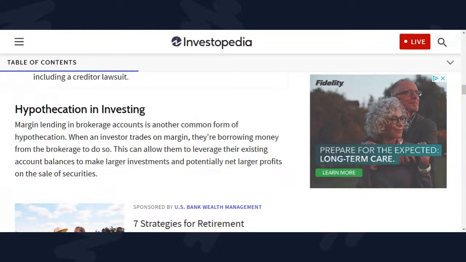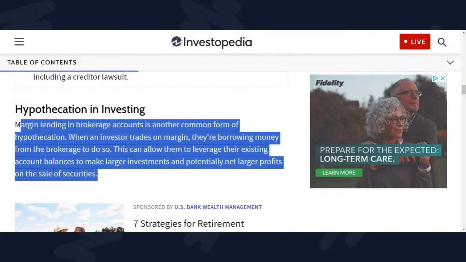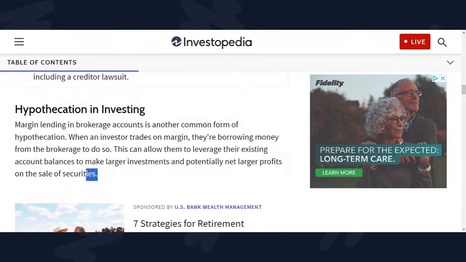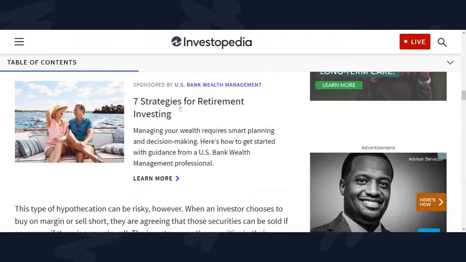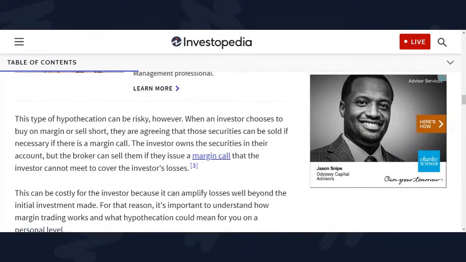This can allow them to leverage their existing account balances to make larger investments and potentially net larger profits on the sale of securities. And again, it's the signed instruments that are securitized. Those are instruments in trust. That's why every last one of these corporate entities are supposed to be dealing with certain laws organized under the United States, as well as the Securities Exchange Commission and the Postal Regulatory Commission and the Military Commission. The type of hypothecation can be risky, however.